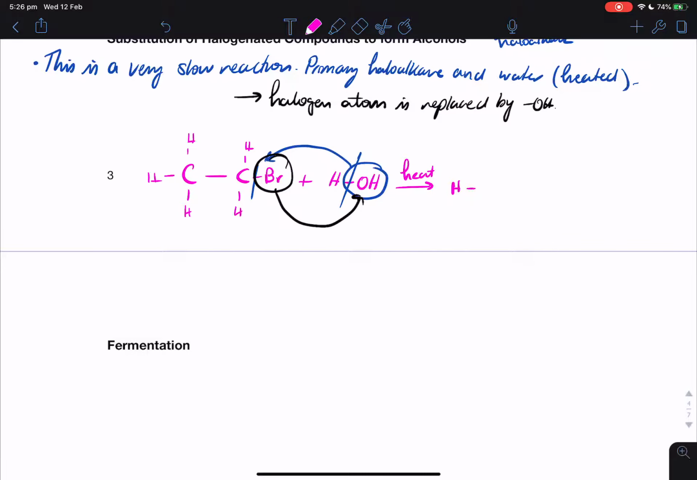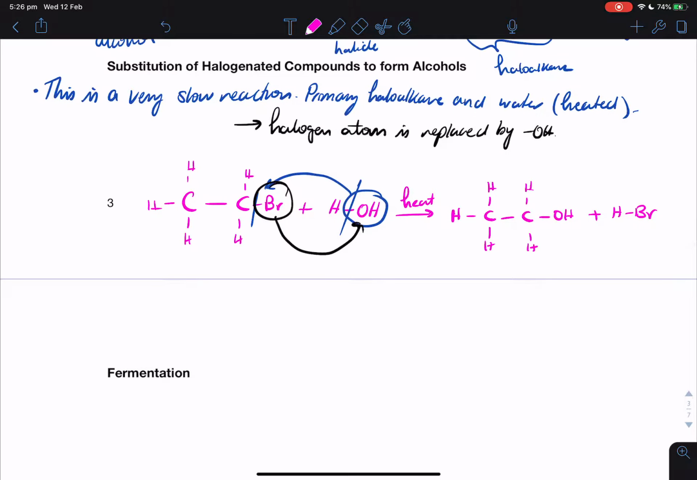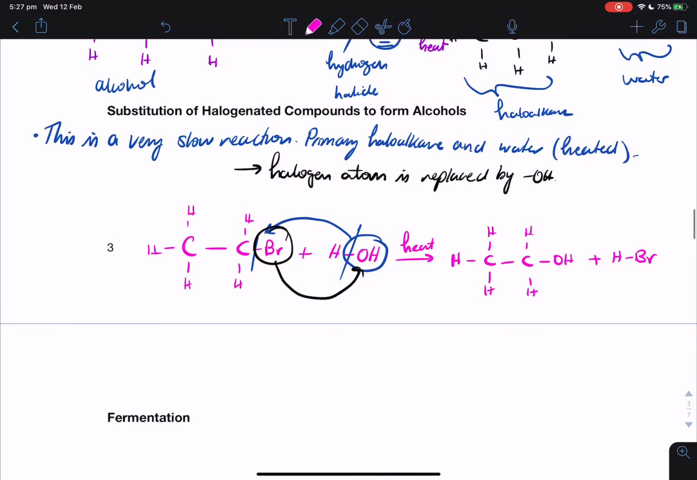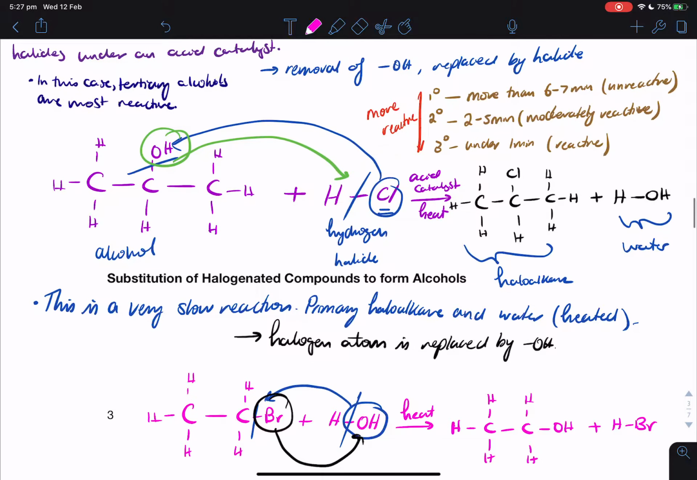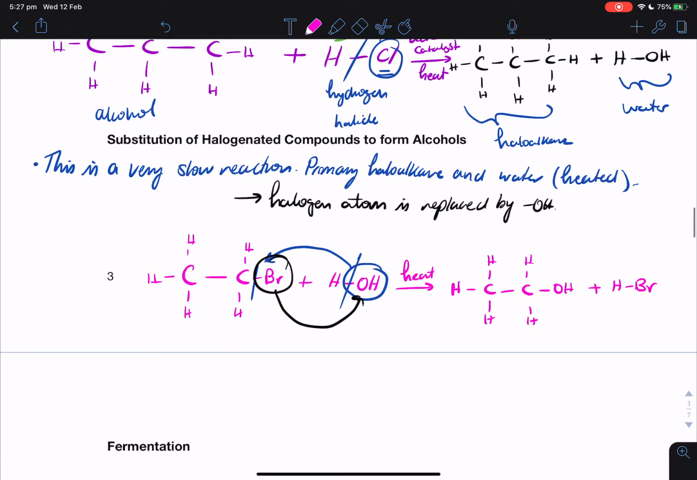And we can predict our product since we've done this before. We know we're going to be forming an alcohol and HBr, which is hydrobromic acid, or hydrogen bromide if it is a gas. Okay, so that is basically what we do to find the alcohol, which is after we substitute a halogenated compound. So that's basically all you have to know. It's not very different from the one above. It's actually the direct opposite. So I didn't leave it much space, and there is really not much to go through. So let's leave that there.